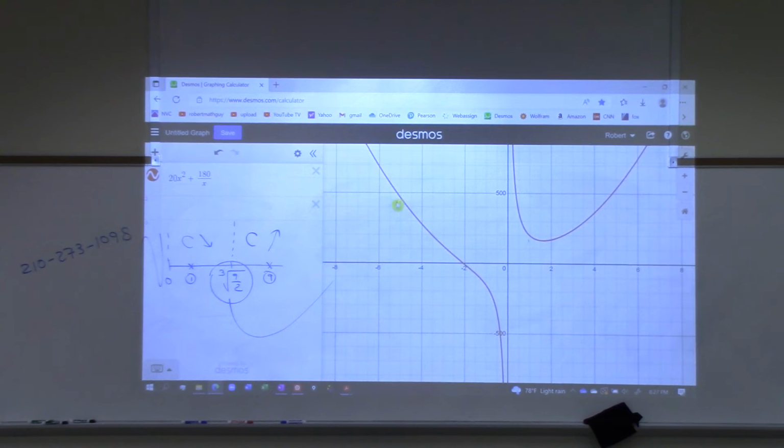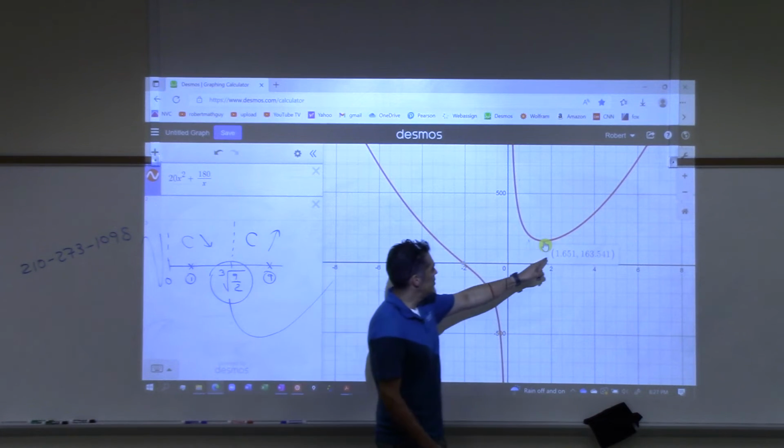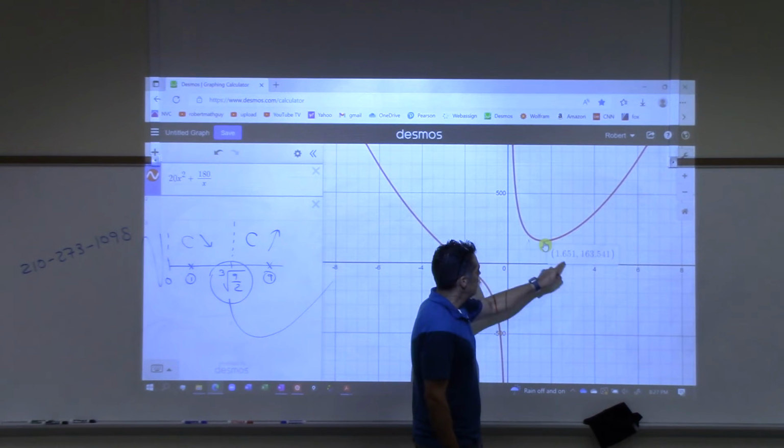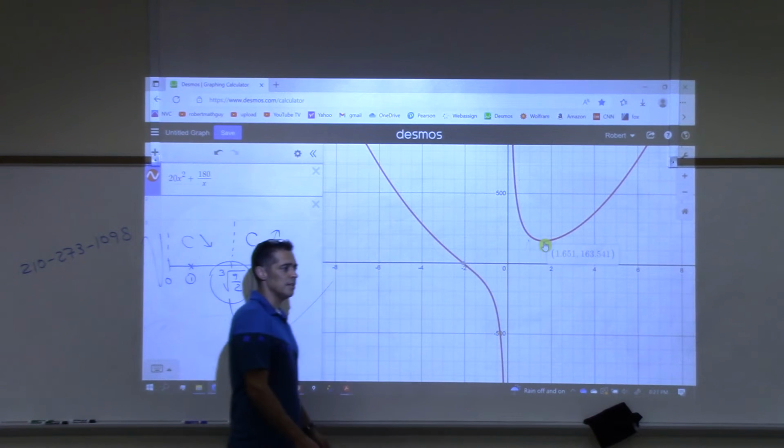And I'm going to just click on it, and it's going to give me that lowest point. And look at that right there. Did anyone do 9 halves cube root and get 1.65? Yeah. Okay, there it is, 1.651. And this is the actual cost, $163.54.